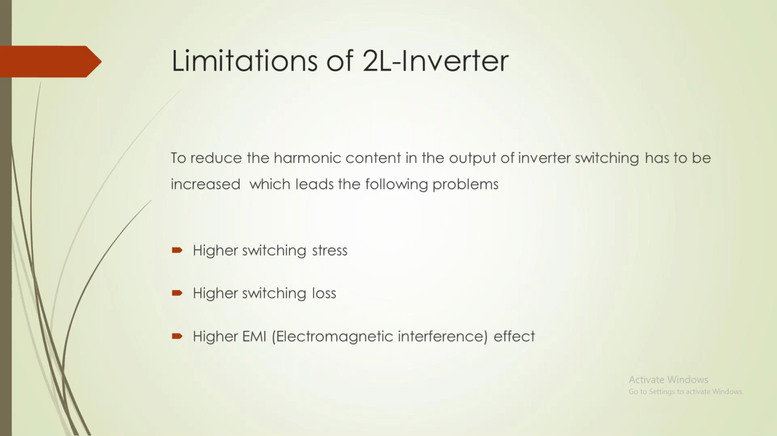Now, electromagnetic interference, I think you understand. Whenever I'm going for higher switching frequency, what happens? There will be radiation produced. That radiation is going to affect the surrounding communication lines, because we are radiating at very high power, not just at high frequency but at high power level also. It is going to affect even the waveforms in our own circuit. The digital control circuit also gets affected. So these are the limitations of two-level inverters.